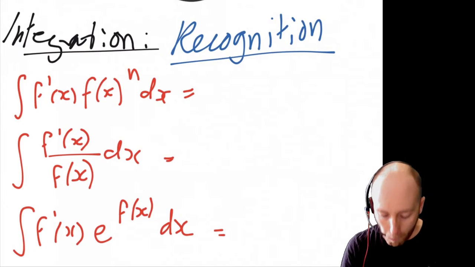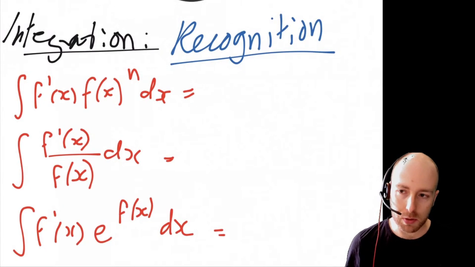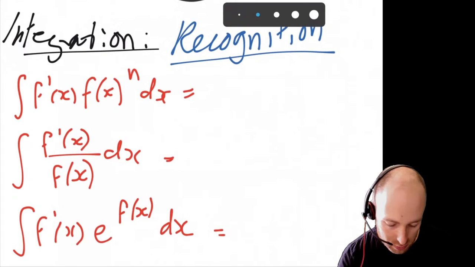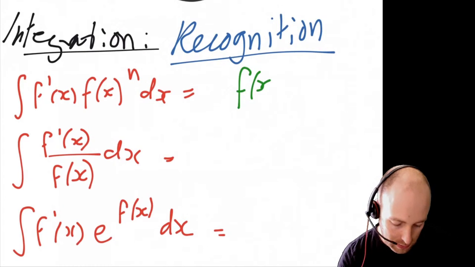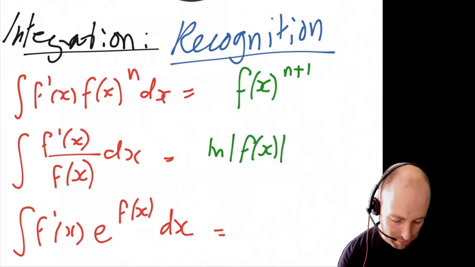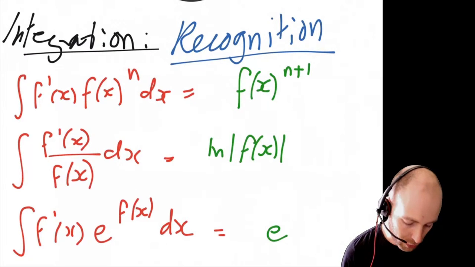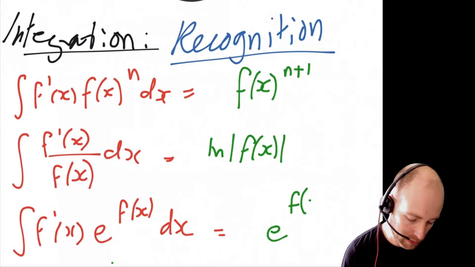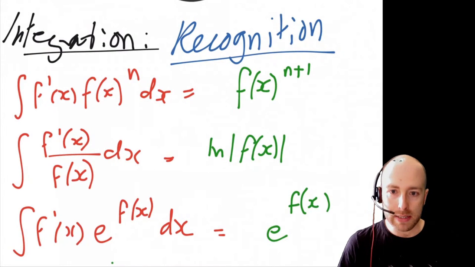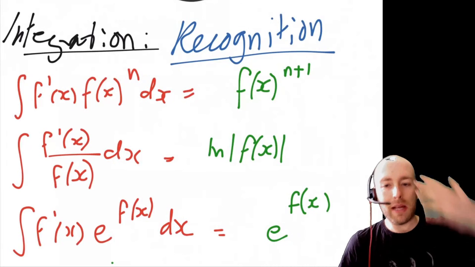And the reason they exist is because of the chain rule. So in each case, you try a different solution. For the first one, you would try f of x to the n plus one. For the second one, you try ln f of x. And the third one, you try e to the f of x. Now, the reason that those work is, like I said, because of the chain rule.